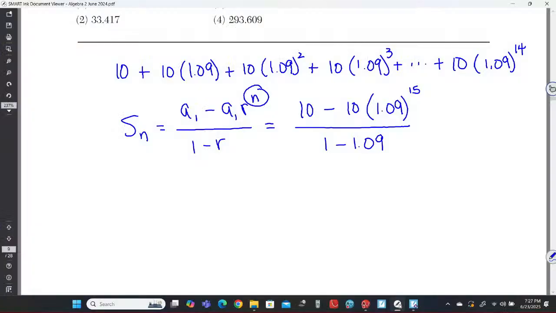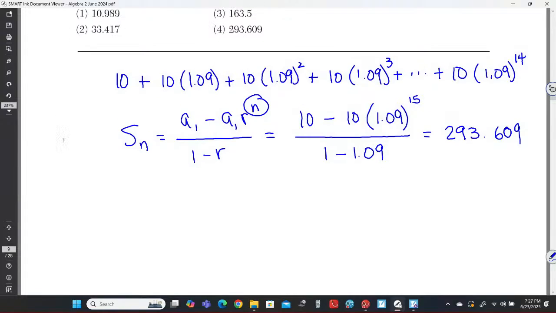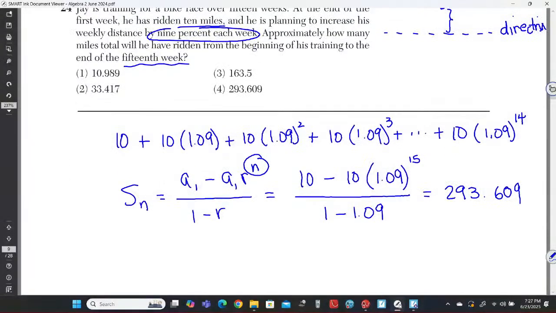And when we do that, what we end up getting is 293.609. And so, I love this.